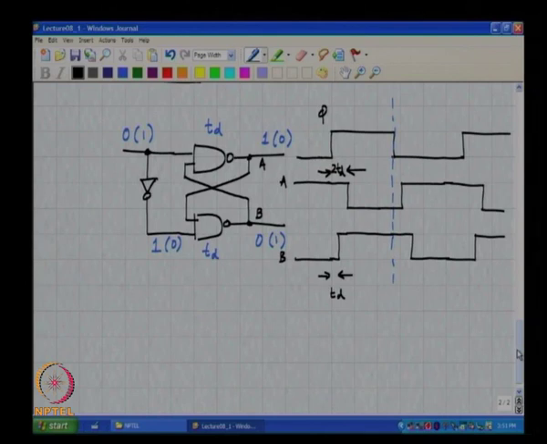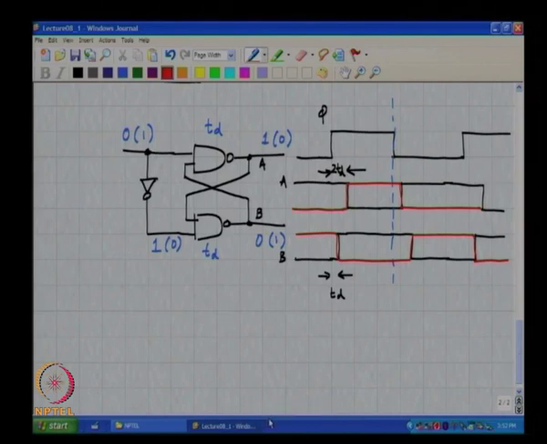And how do you get a non-overlapping set of signals from A and B? If you simply invert A and B, which I will draw in red, A bar and B bar are non-overlapping signals. Okay. So, if A goes low, B goes high only after delay TD, okay, and after B goes low, there needs to be a delay of TD before A can go high.